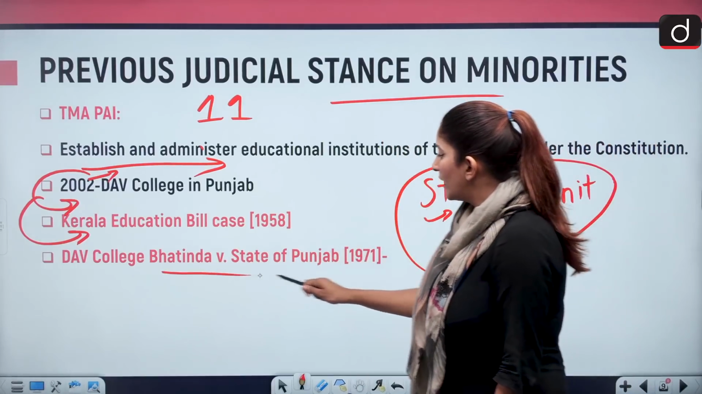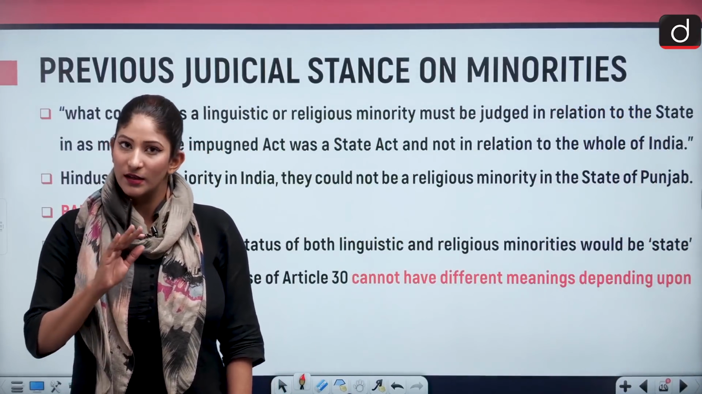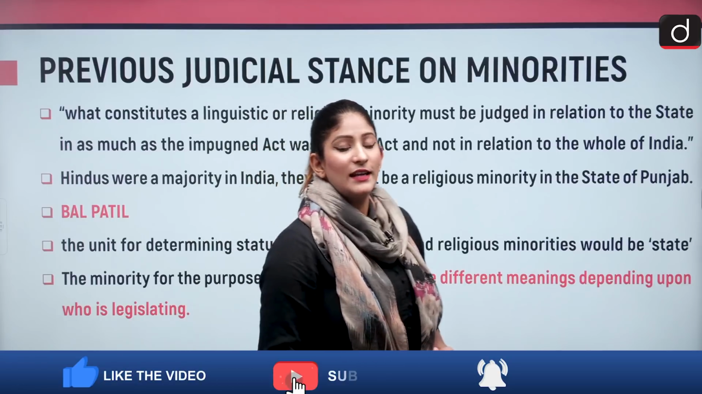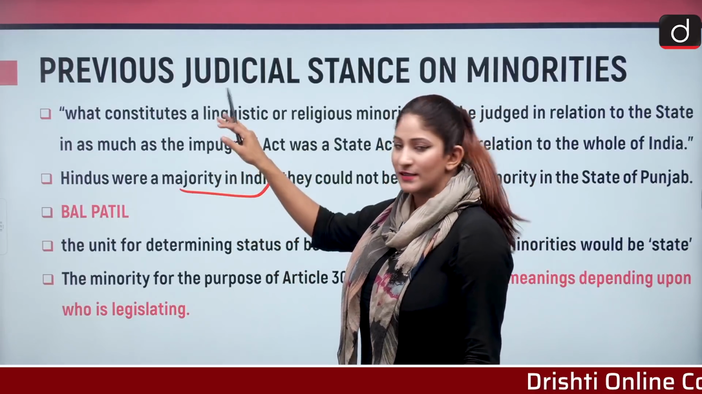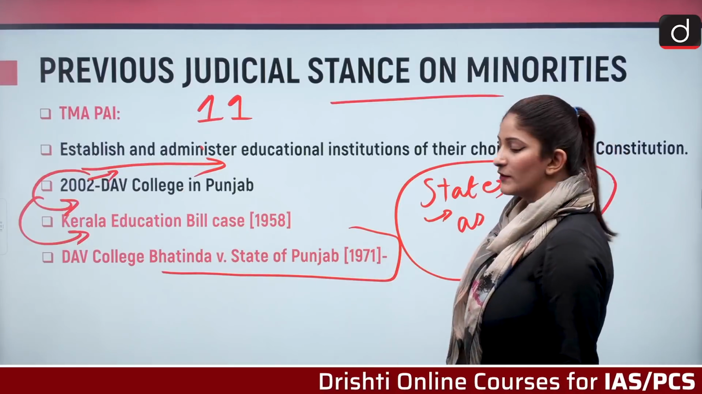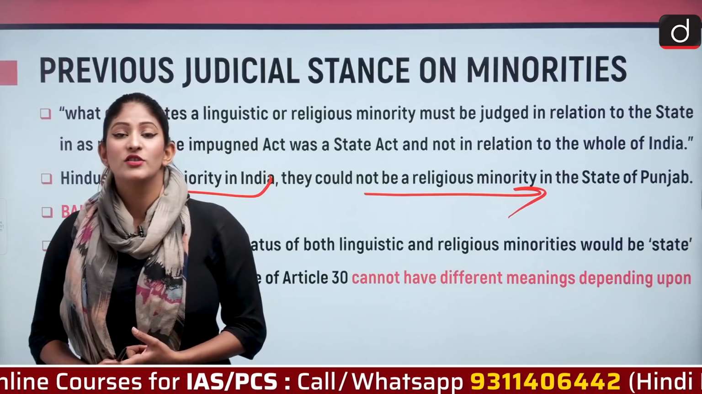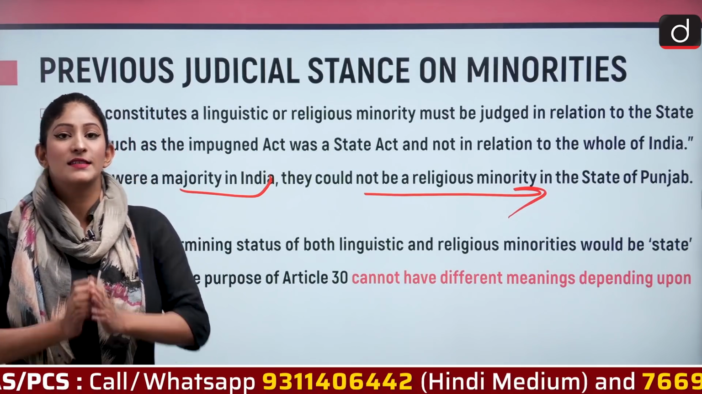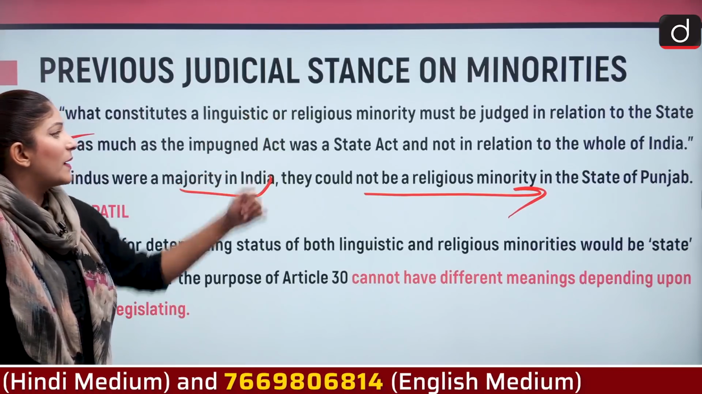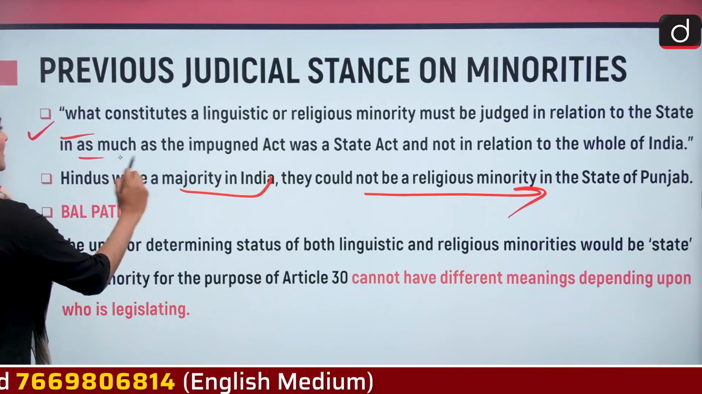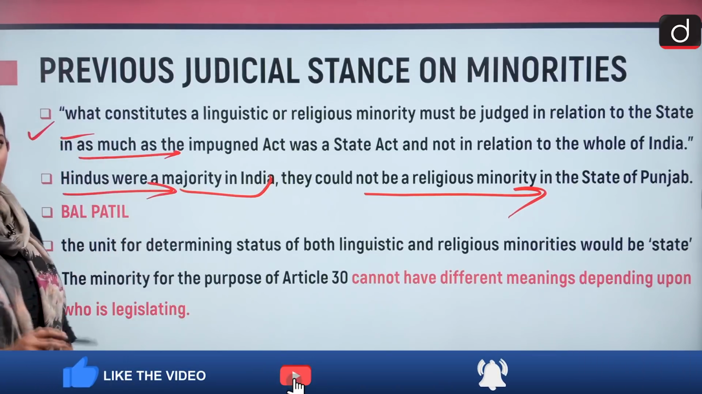In DAV College Bhatinda versus State of Punjab, the contention of Hindus being a minority was not accepted by the Supreme Court, in the sense that it was argued that Hindus were a majority in India and that is why they could not be a religious minority of the state. This contention was negated by the Supreme Court by saying that states are the unit for considering which group is a minority and which is not. What constitutes a linguistic or a religious minority must be judged in relation to the state, as the Act was a state act and not in relation to the whole of India. So this is one of the guiding lights for this particular PIL.